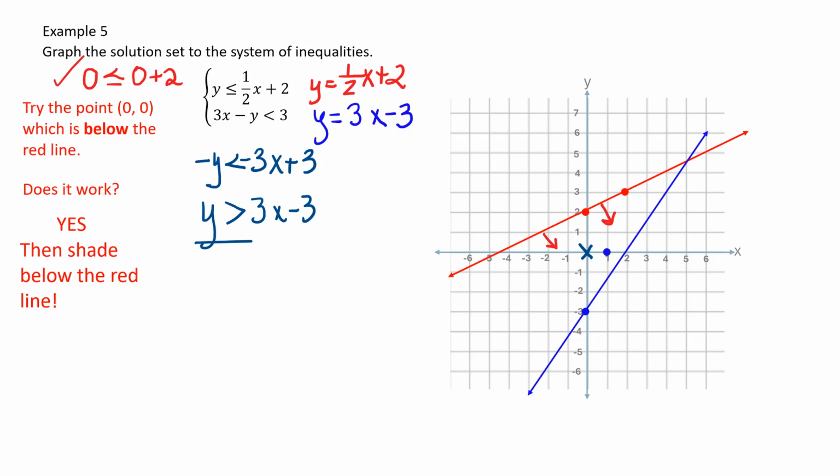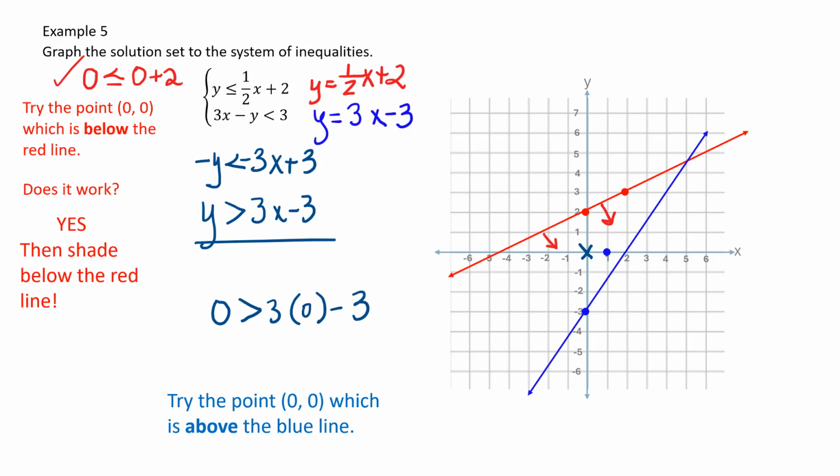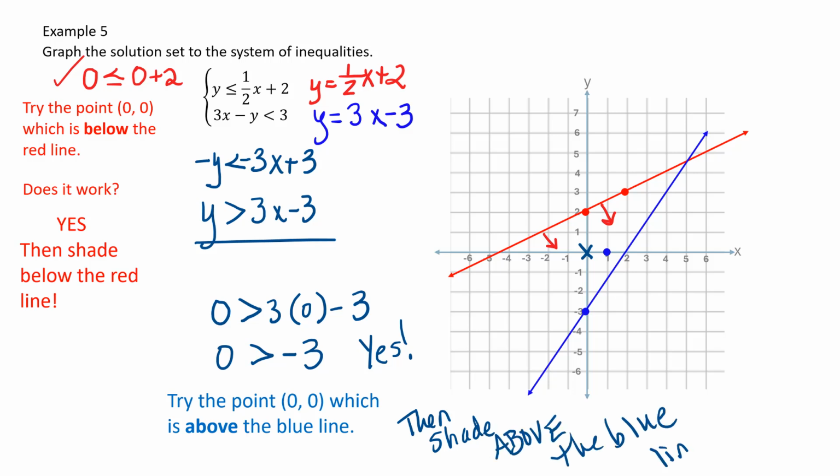If I put (0, 0) in there, I am going to get 0 is greater than 3 times 0 minus 3. 0 is greater than -3. That is true. So that (0, 0) was above the blue line or to the left of the blue line. And so we want to shade that side of the line. So above and to the left of the blue line is where I want to shade there. So I'm shading that area between the two lines.